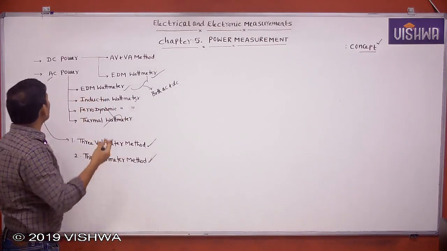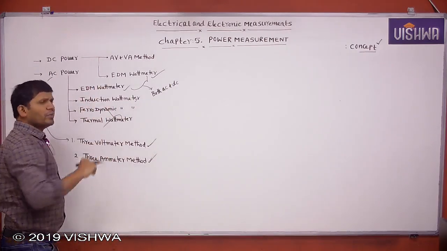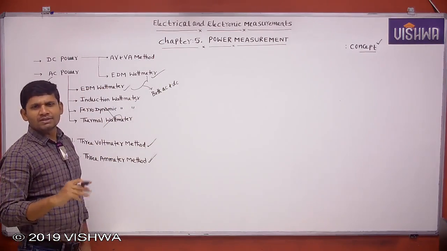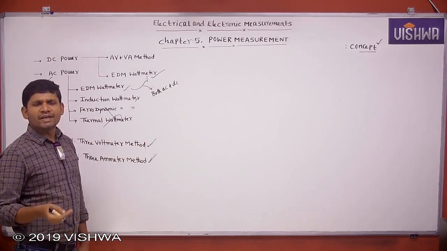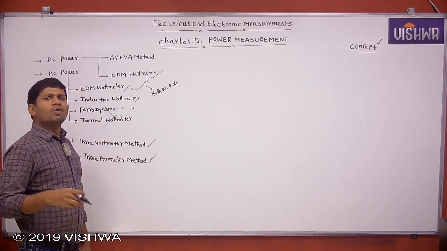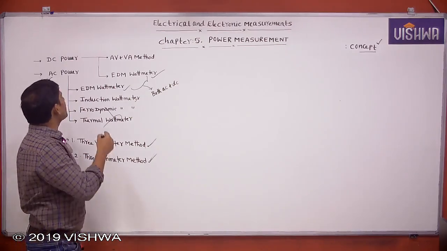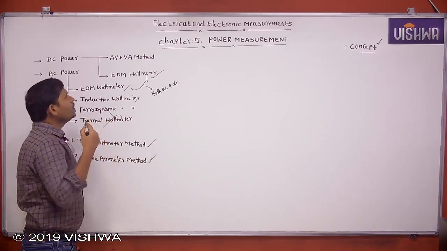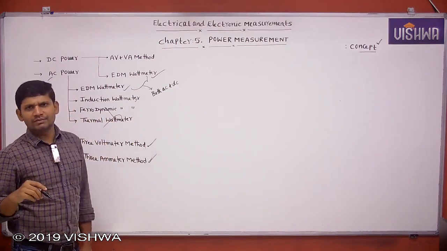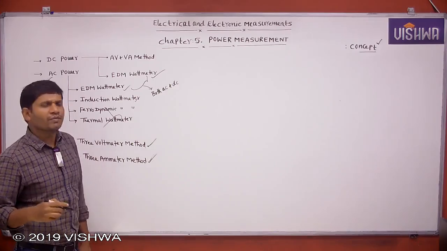Then later on we go for the electrodynamometer wattmeter. Starting with some construction details, then how to measure single phase power, then how to measure three phase power. That is the concept you concentrate on. First I will start with the DC power measurement using the AV method and the VA method.